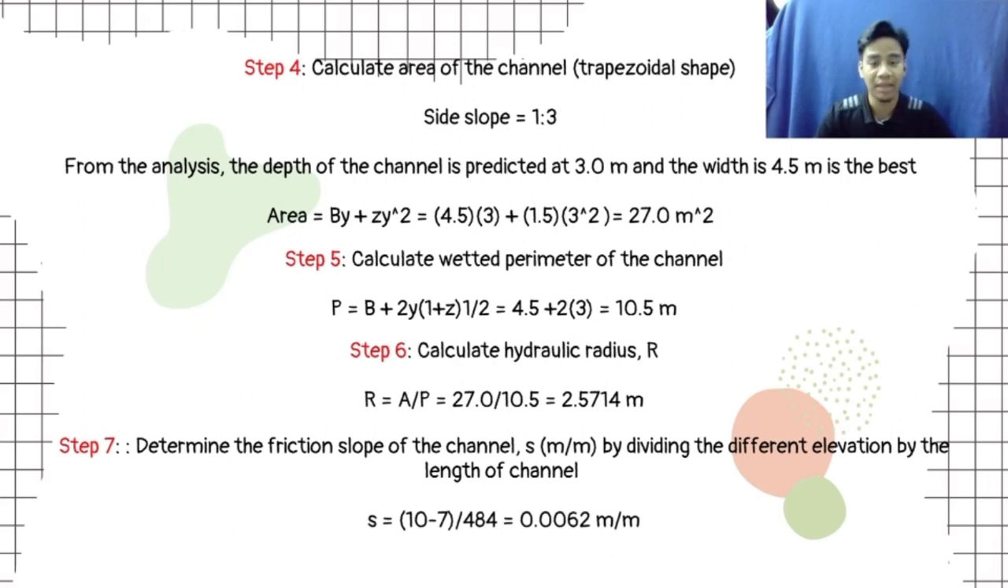Meter square. And step 5 is to calculate the perimeter of the channel. The perimeter that we get is 10.5 meters, and calculate the hydraulic radius. Step 6, R, which we get 2.5714 meters. And step 7 is to determine the friction slope of the channel, which is S, by dividing the difference in elevation by the length of the channel, and we get 0.0062.